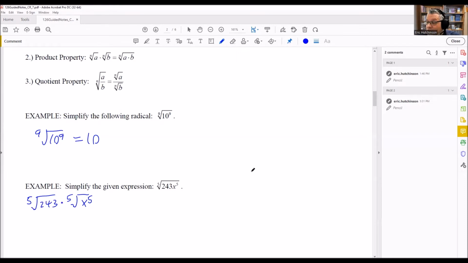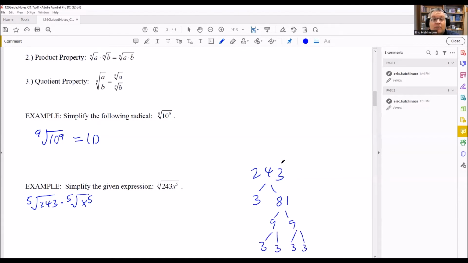Now I want to break down this 243. If you don't know what that is off the top of your head, that's okay. You can just do a factor tree on this. Since 243 ends in 3, you can try dividing by 3 first. That's a good number to try. If you do, you'll get 81. And then 81 goes into 9 times 9, and then each of the 9s goes into 3 and 3.